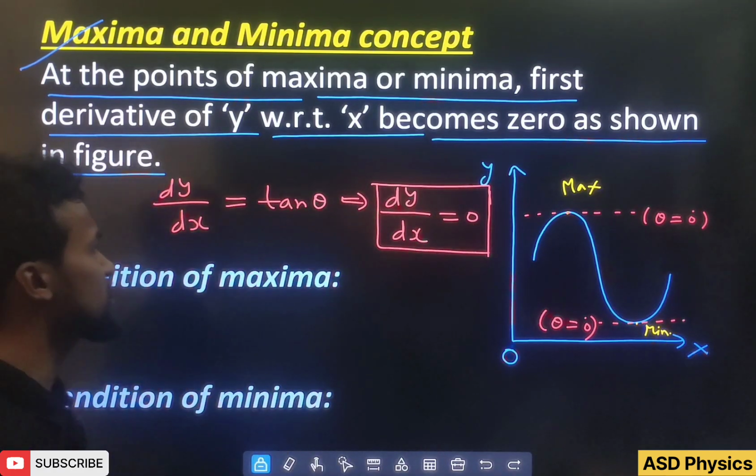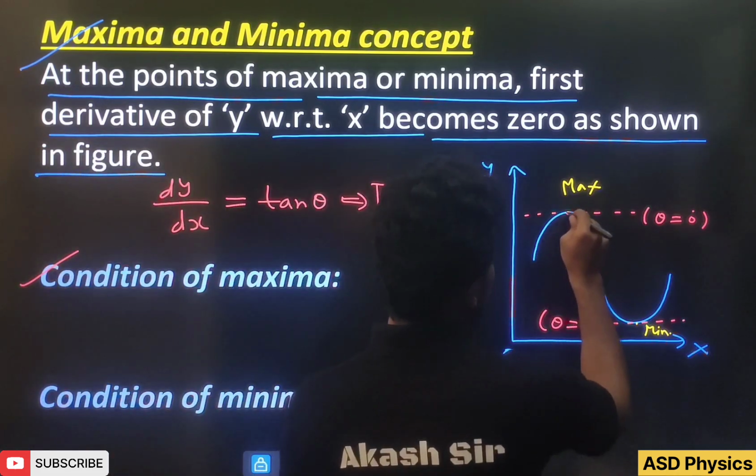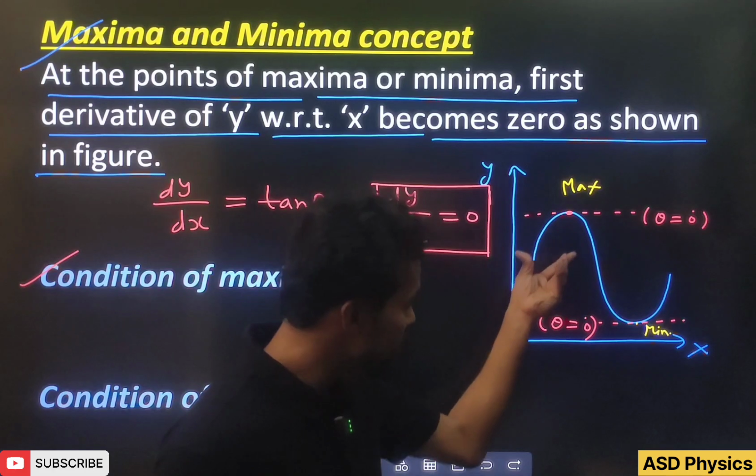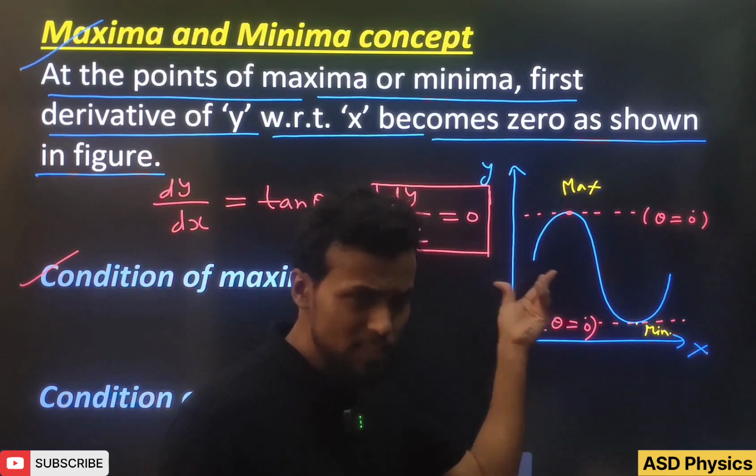After that, the conditions of maxima. If you see this maxima with respect to the nearby points, the maximum is at the top and at other places the values are less with respect to the maxima.